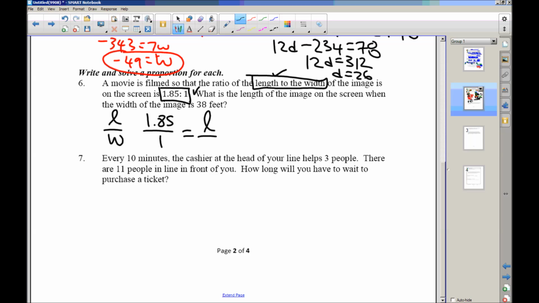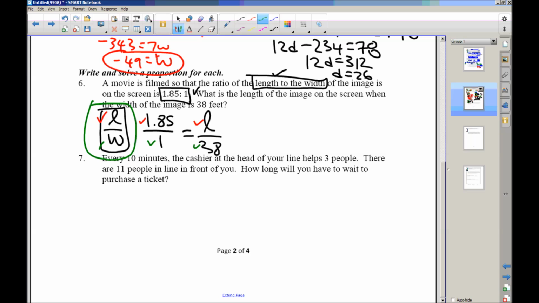I'll put an L on top, if the width is 38 feet. That's why I write this ahead of time, to make sure that I know that I have lengths on the top of all of my ratios, and I have widths on the bottom of all my ratios. Where you guys make mistakes in this is when you get the width or length mixed up on one of the ratios. One's got the length on top and the other one has the length on the bottom. And this will help stop you by just writing this down first.